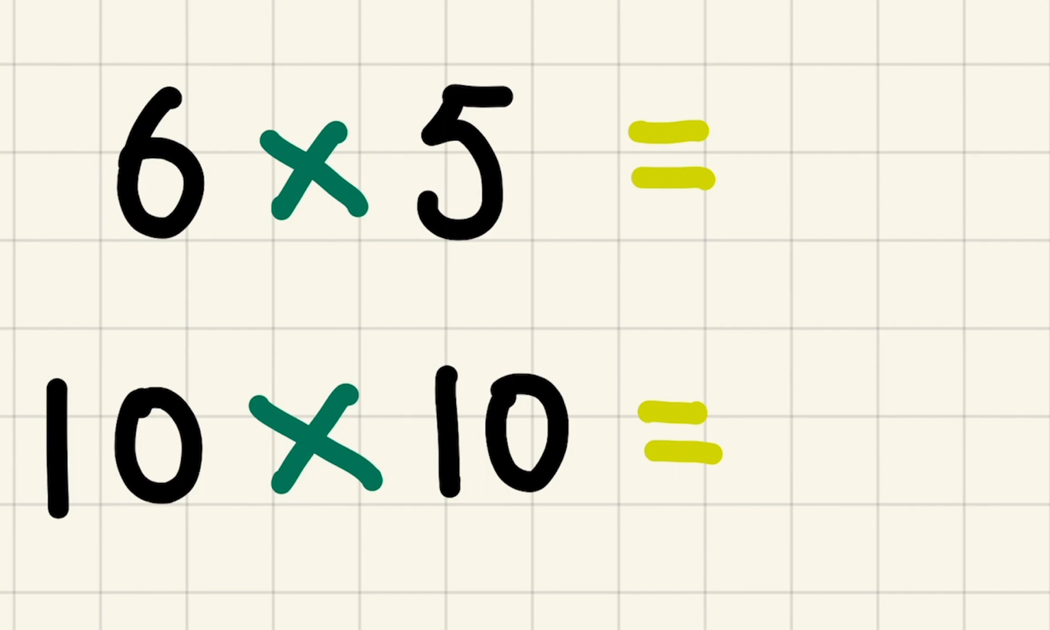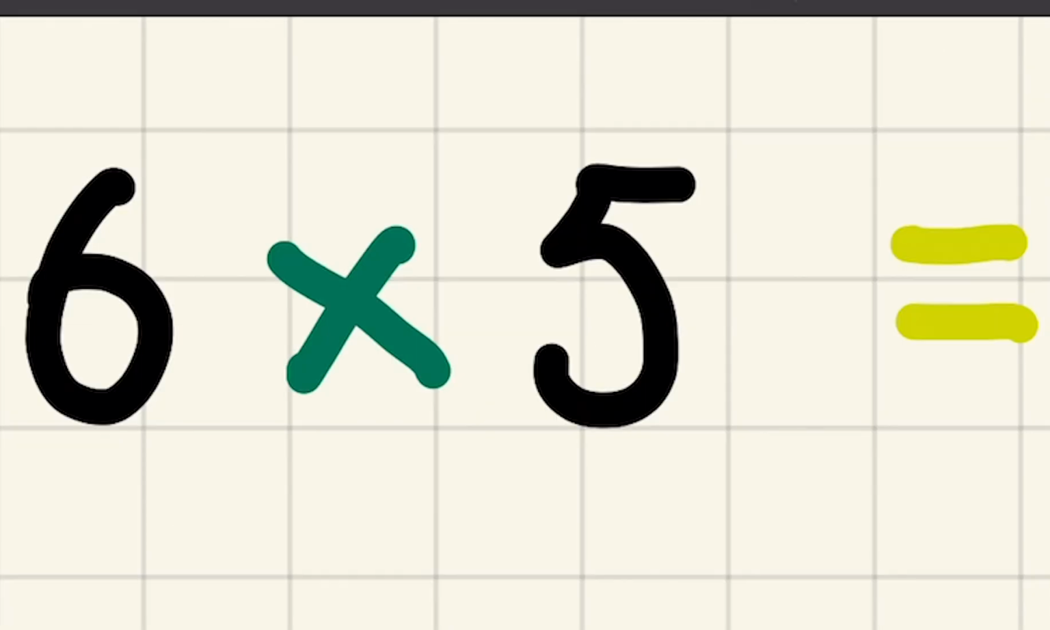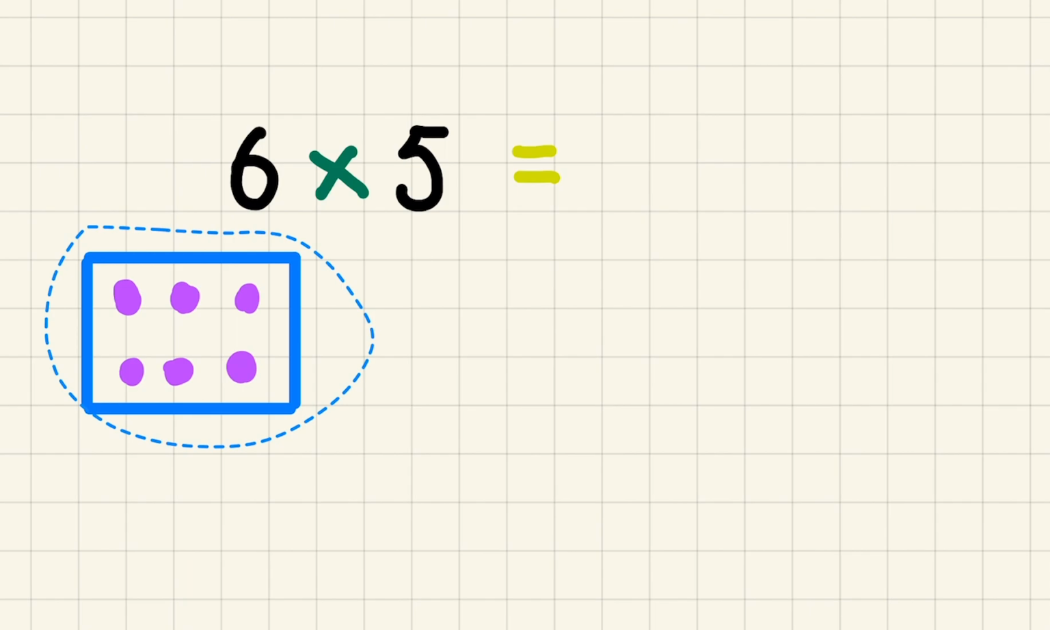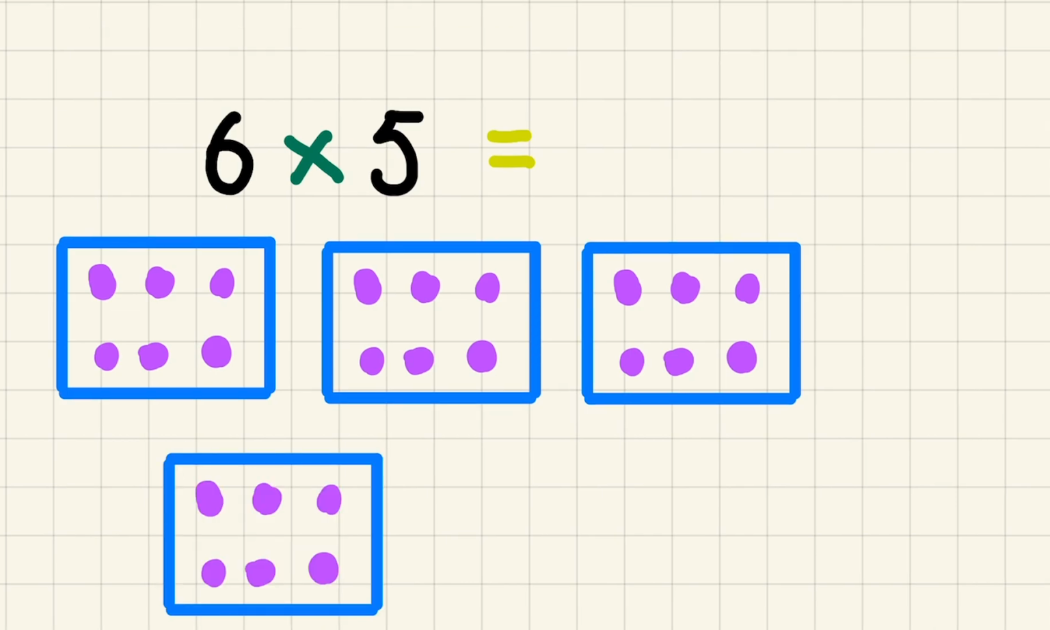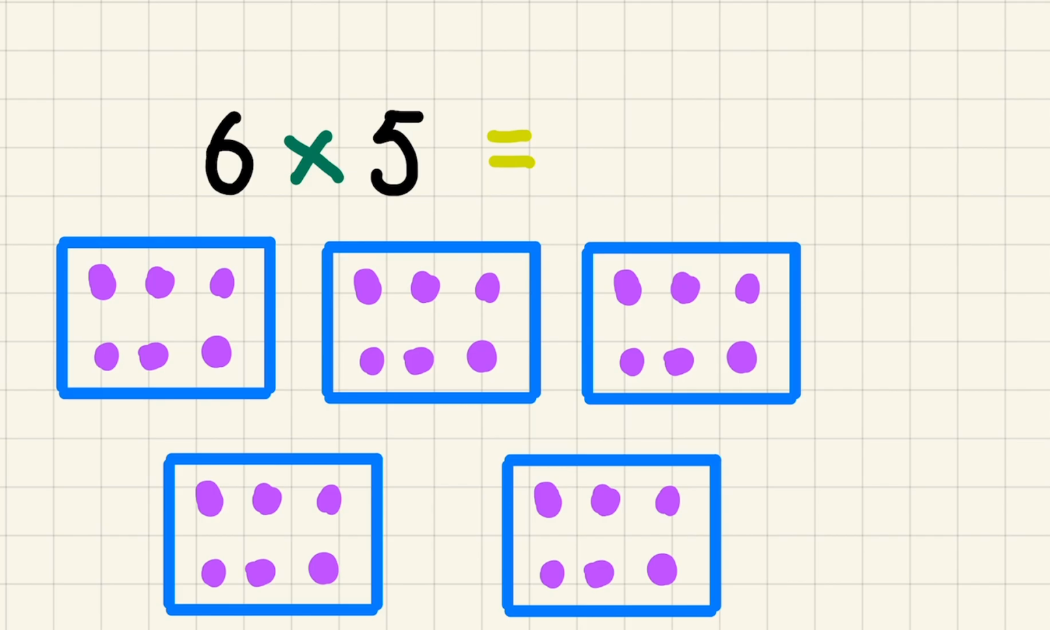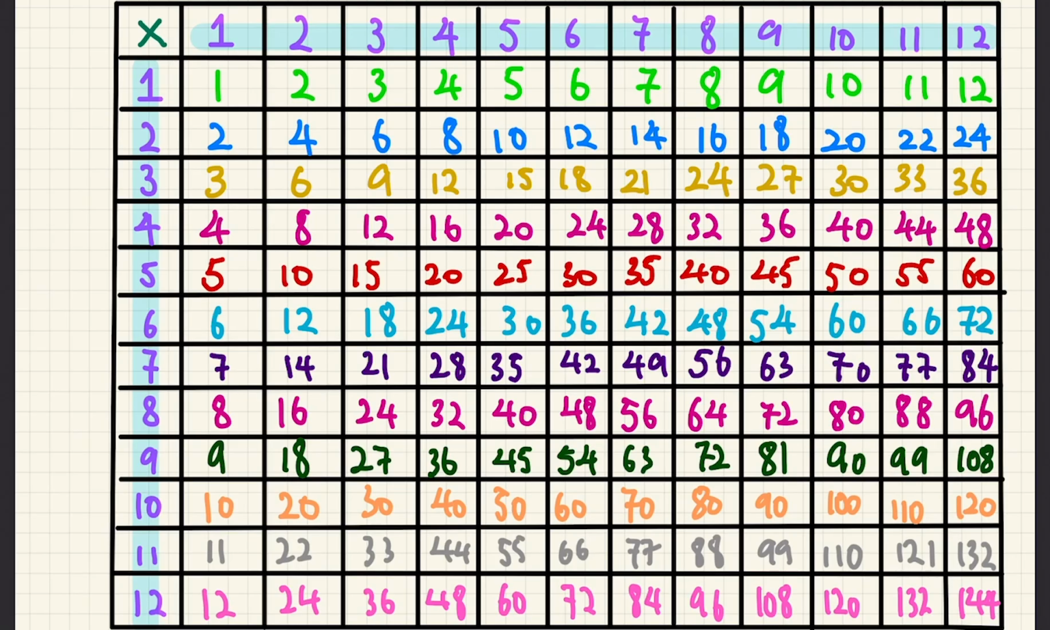Here are 2 more questions. You can pause this video to try them yourself. Let's do the first question together. For the question 6 times 5, we need to find what 5 times of 6 is. We have 6 in the first group, 12 in the second, 18 in the third, 24 in the fourth, and 30 in the fifth.